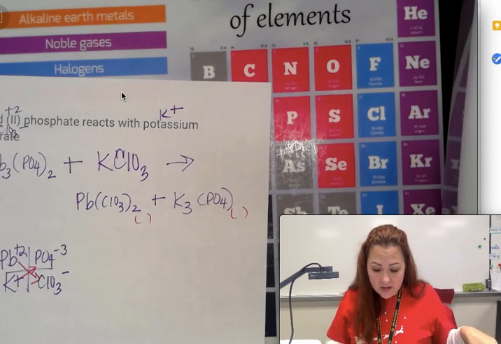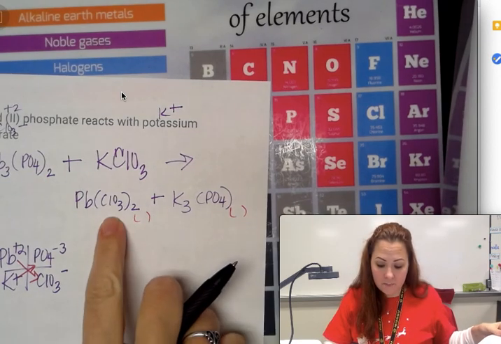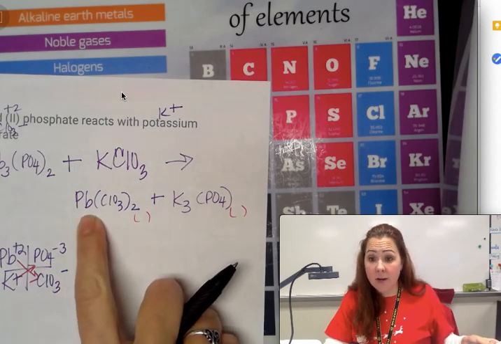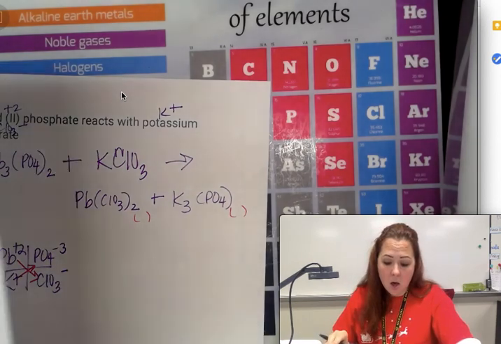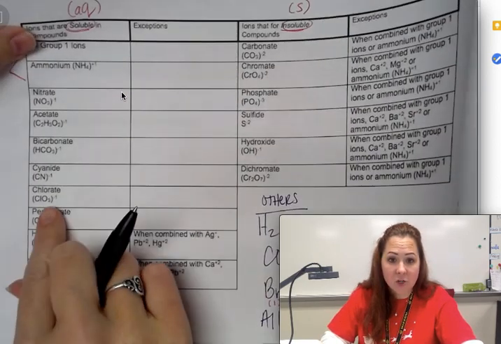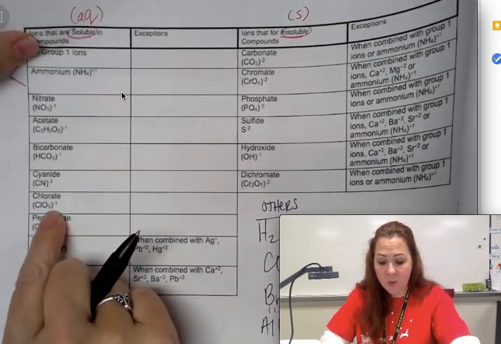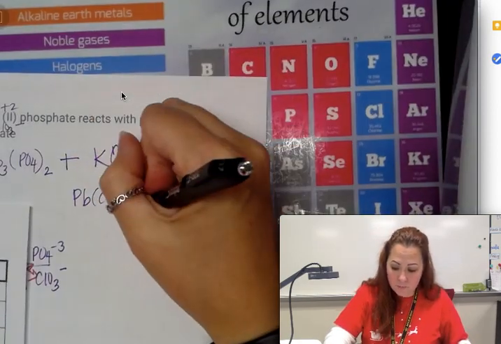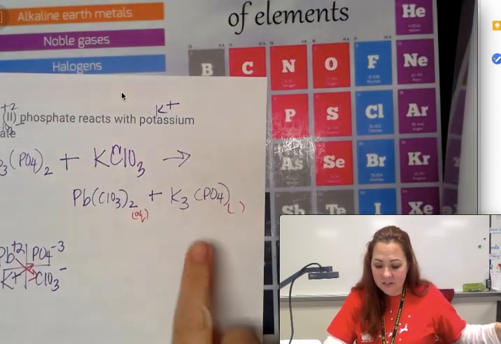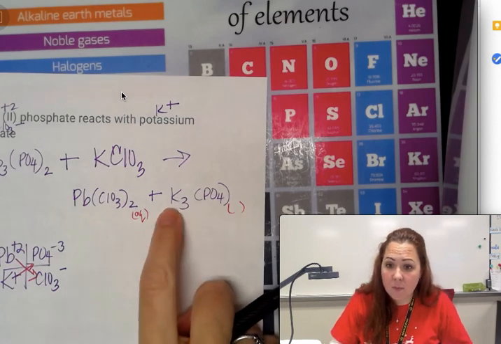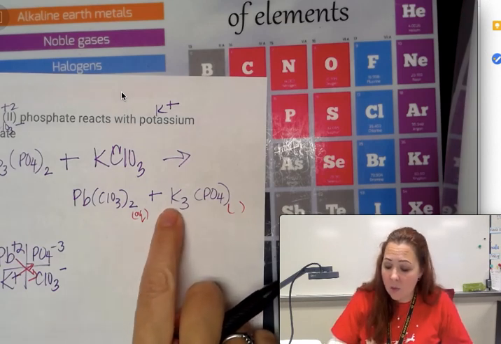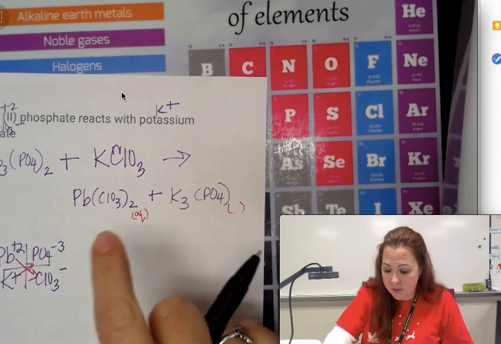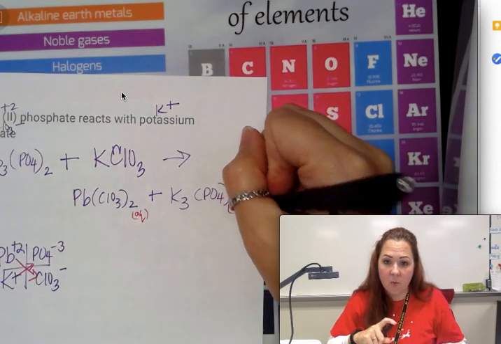All right, lead to chloride here. Lead does not live in group number 1 on the periodic table, so I'm going to find chlorate on my chart. Chlorate is right here on my chart. Chlorate is always aqueous. There's no exceptions to that rule, so I'm going to write down AQ. Potassium phosphate. Potassium lives in group number 1 on the periodic table. With potassium living in group number 1, there's no exceptions to that rule. It is always going to be aqueous.